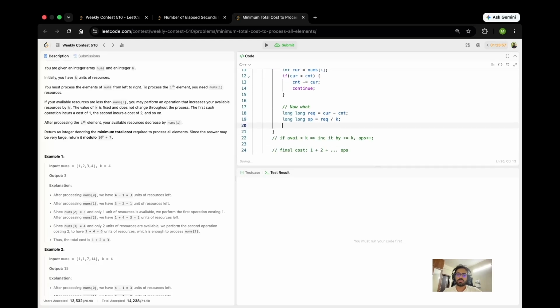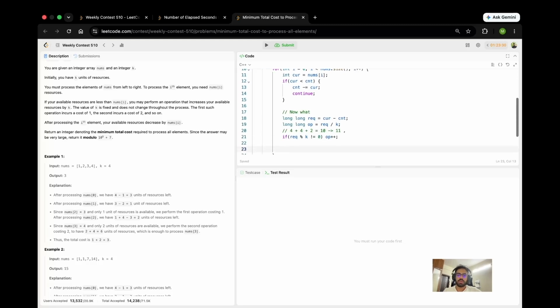Let's say 4 plus 4 plus current is 2, which equals 10, and required is 11. Then we also check the modulo. If required modulus k not equals to 0, we do operation plus plus, so total equals to now.